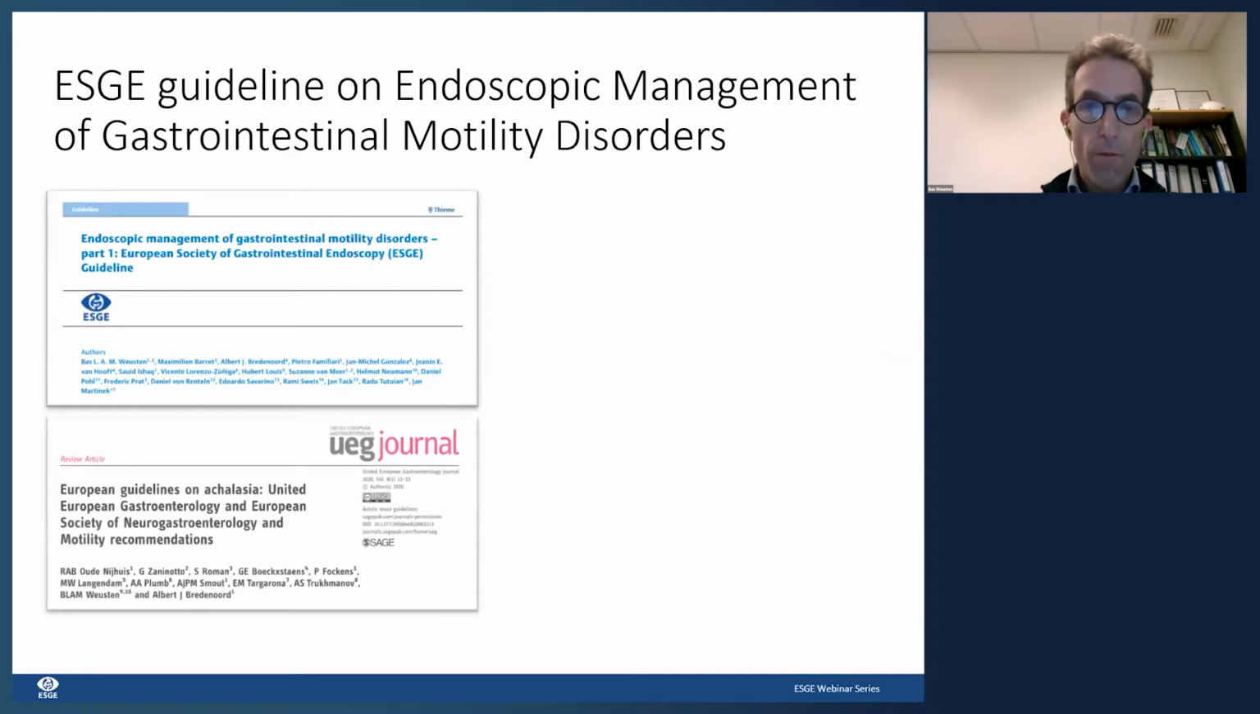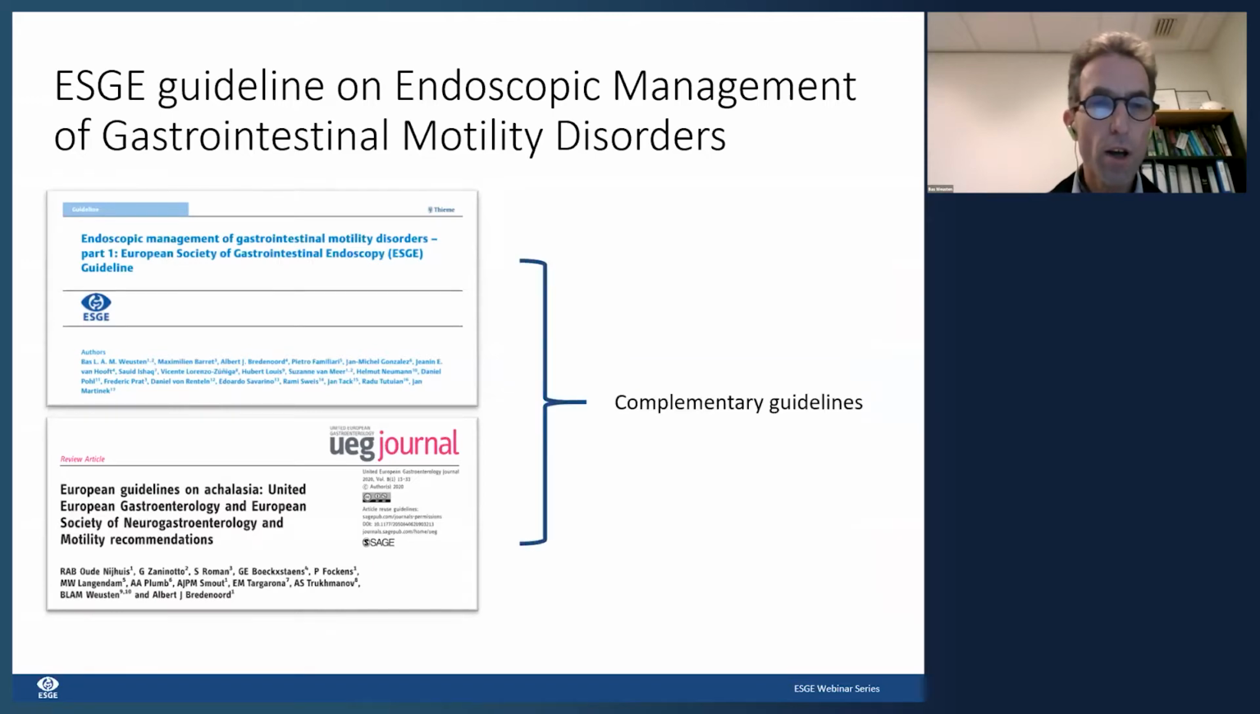While we were working on this guideline, there was a simultaneous process by the UEG in combination with the European Society of Neurogastroenterology and Motility, and they prepared a guideline on achalasia. And we did it in close collaboration. So these 2 guidelines, the one of the UEG and the one of the ESGE, should be considered complementary guidelines. I also advise you, if you're interested in achalasia, to read that guideline as well.